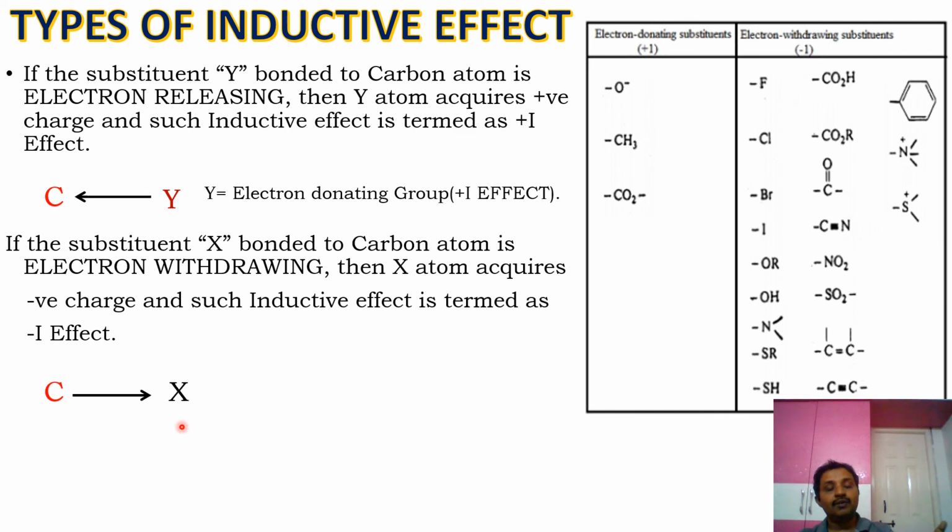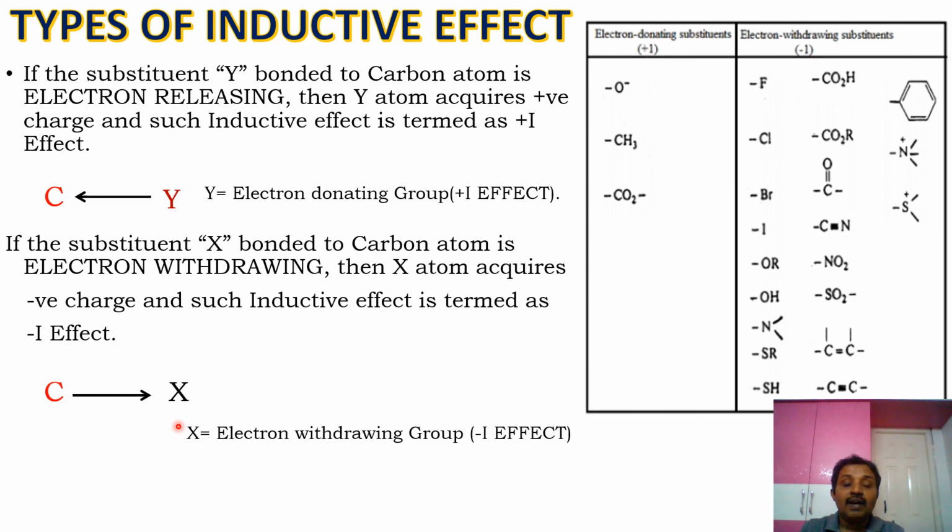As it attracts the electron density, it gains electron density towards itself and acquires a negative charge. Because of the negative charge, it is called the minus inductive effect or negative inductive effect. Okay. And the examples for the negative inductive effect are fluorine, chlorine, bromine, and iodine, meaning atoms which are bonded to the carbon atom.